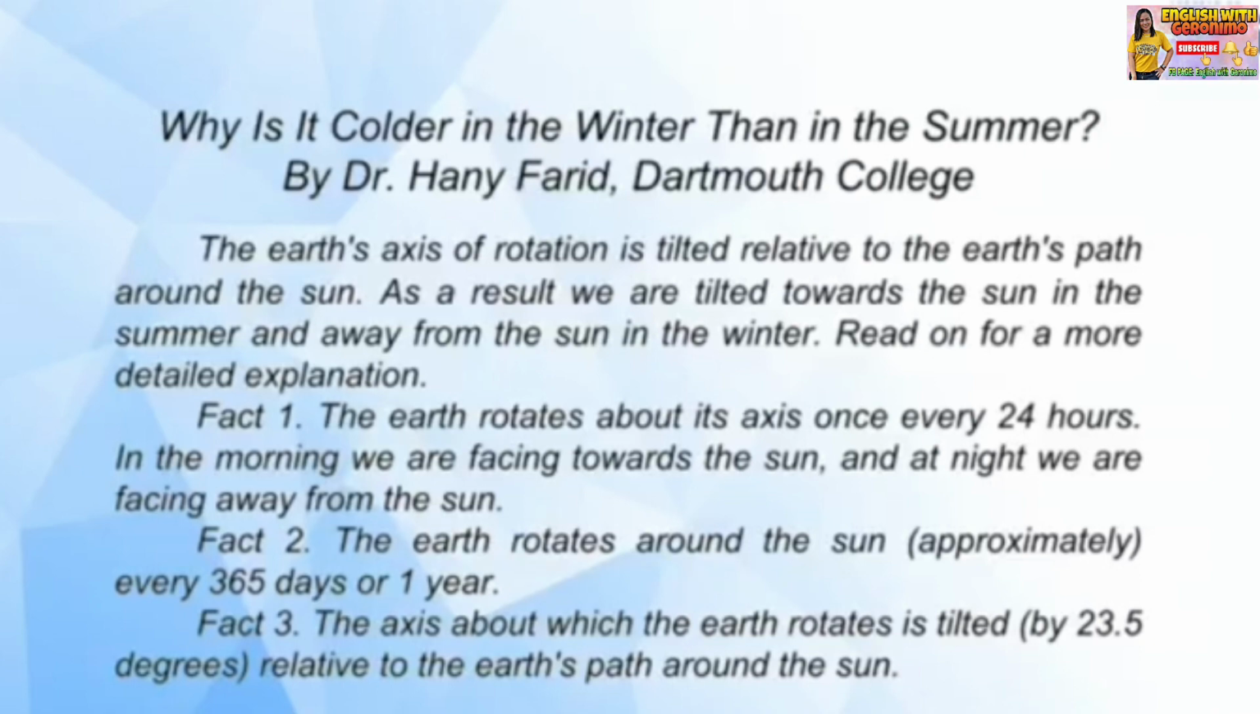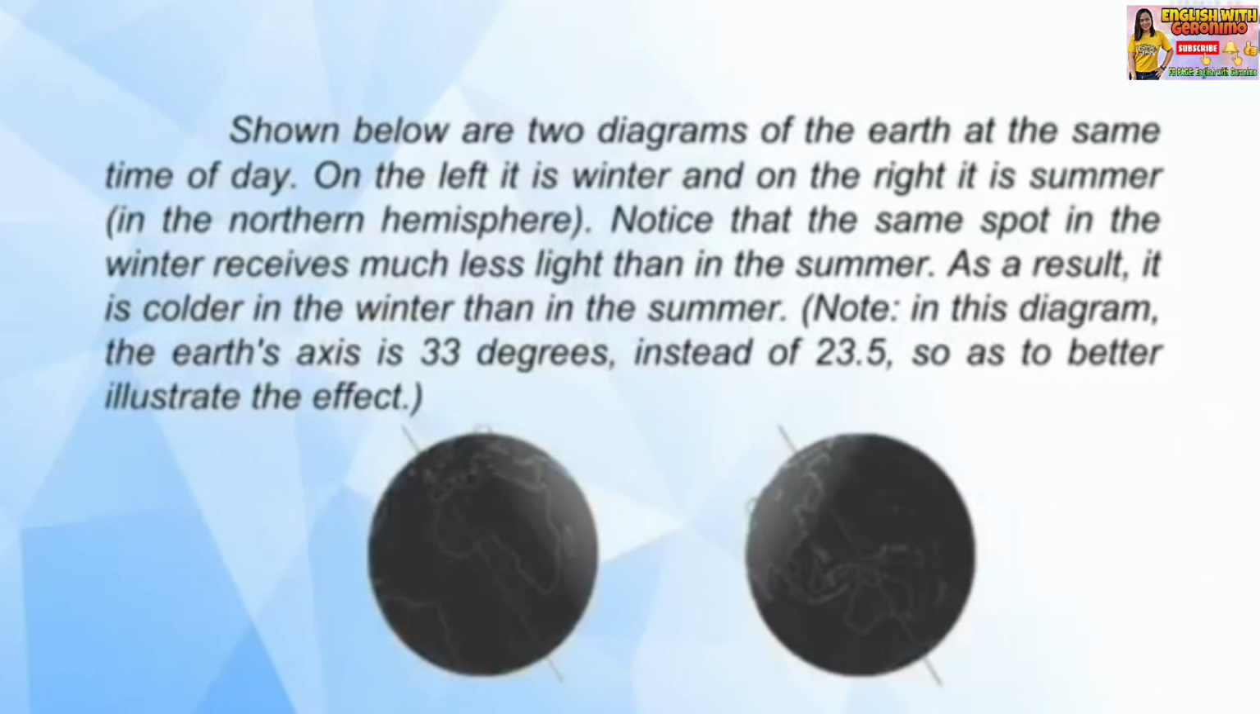around the Sun. Shown below are two diagrams of the Earth at the same time of day. On the left it is winter, and on the right it is summer in the northern hemisphere. Notice that the same spot in the winter receives much less light than in the summer. As a result, it is colder in the winter than in the summer. Note, in this diagram, the Earth's axis is 33 degrees, instead of 23.5, so as to better illustrate the effect.